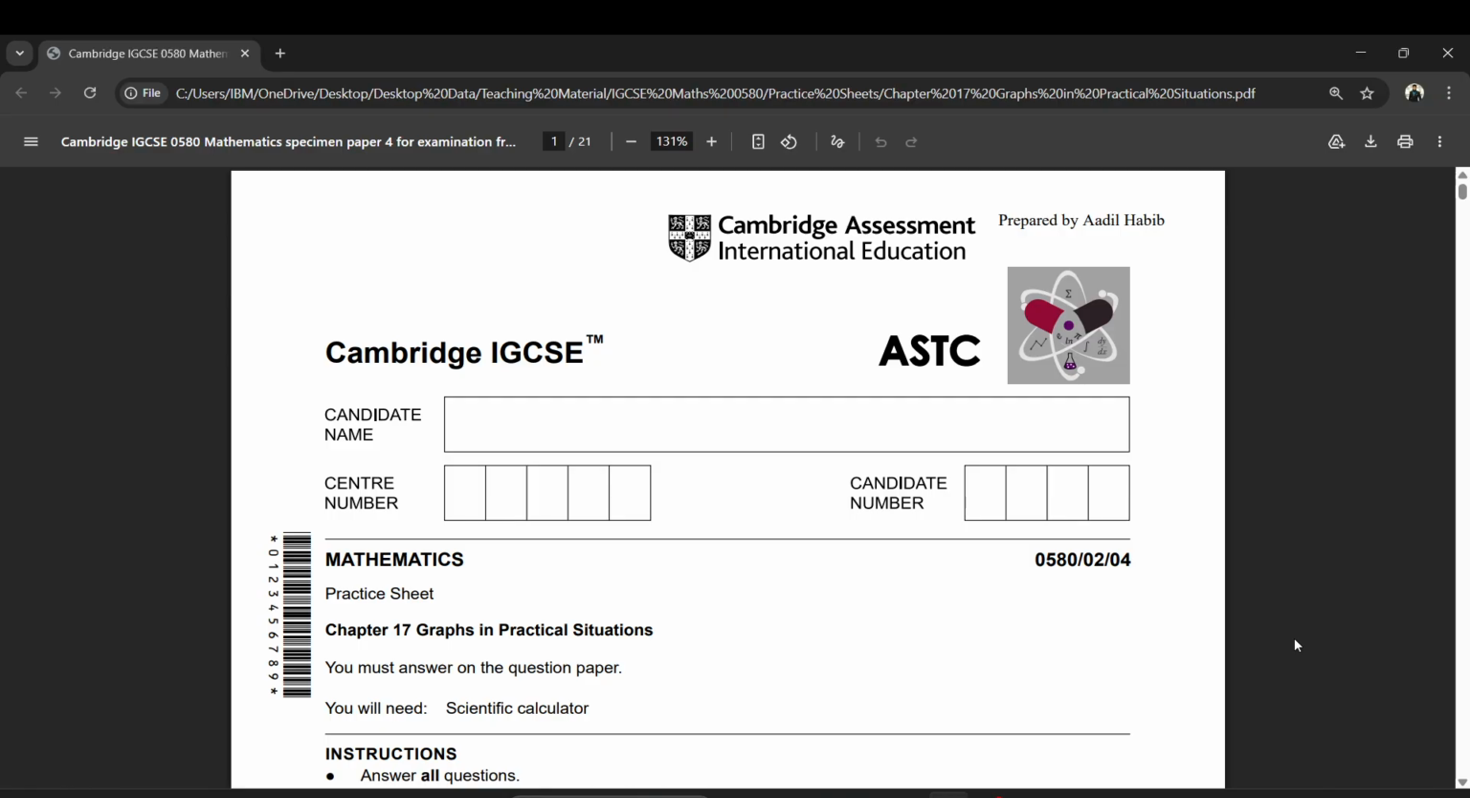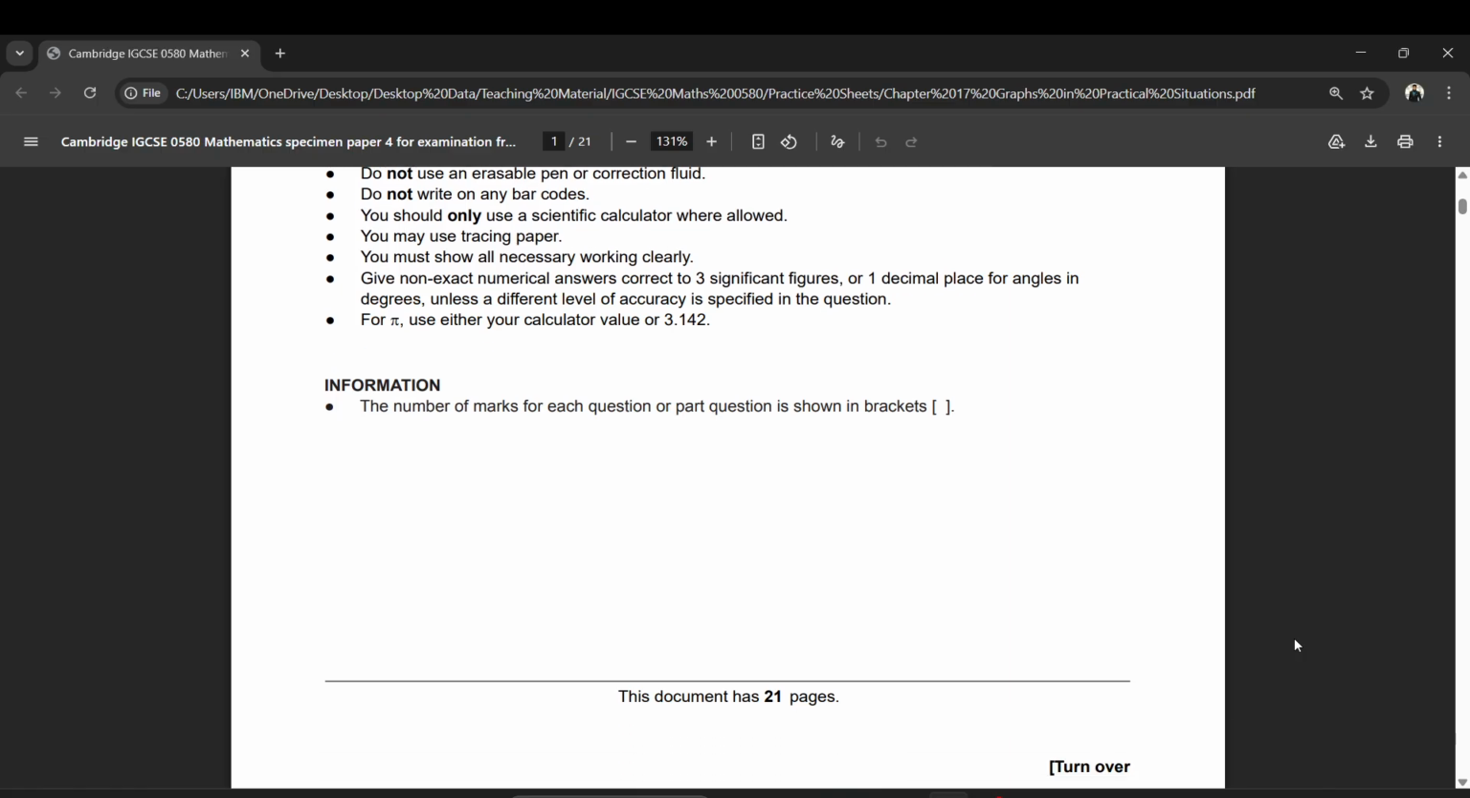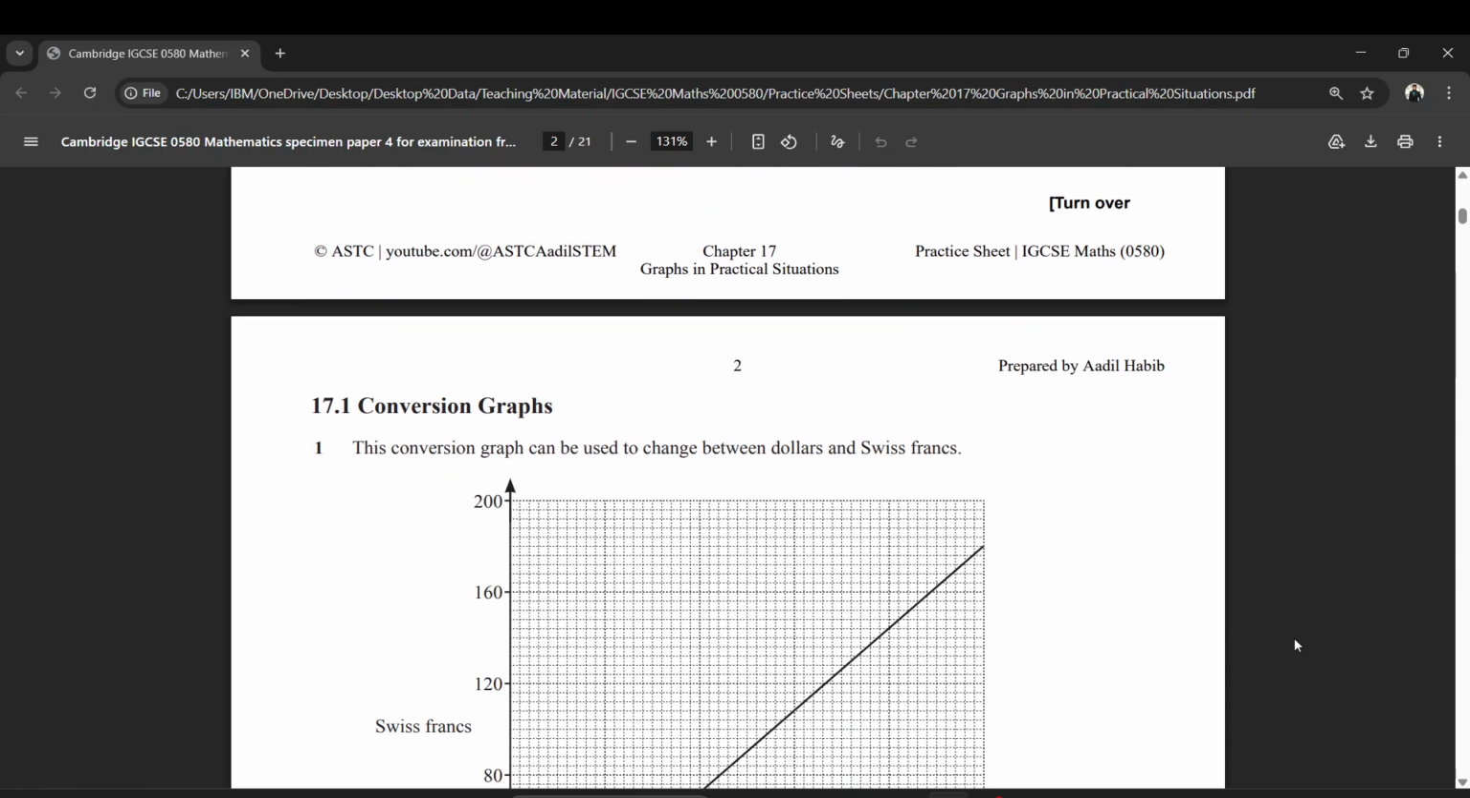Welcome to ASTC. So today we will be starting chapter number 17, which is graphs in practical situations. In this chapter, we will be studying some concepts related to money conversions through graphs, speed, distance, and time. Then we will also study distance-time graphs as well as speed-time graphs. So without any delay, let's move to our first topic, conversion graphs.